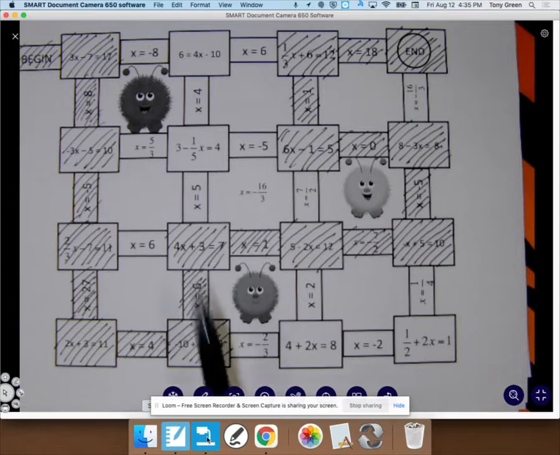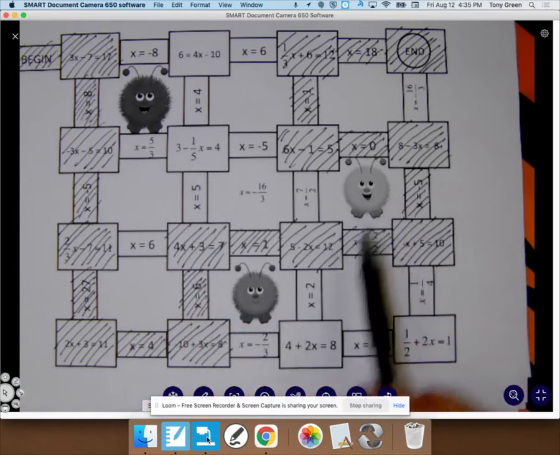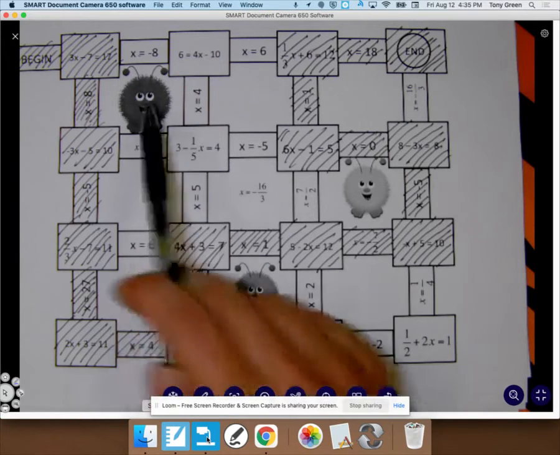That was fun to look at the cute little fuzzy things. I don't know what they are, but they're so cute.